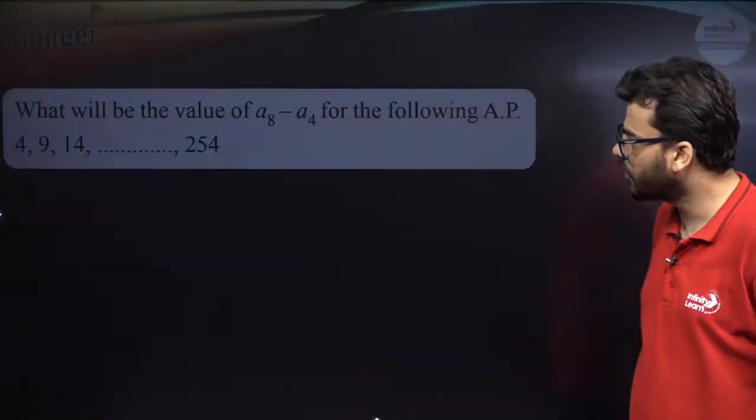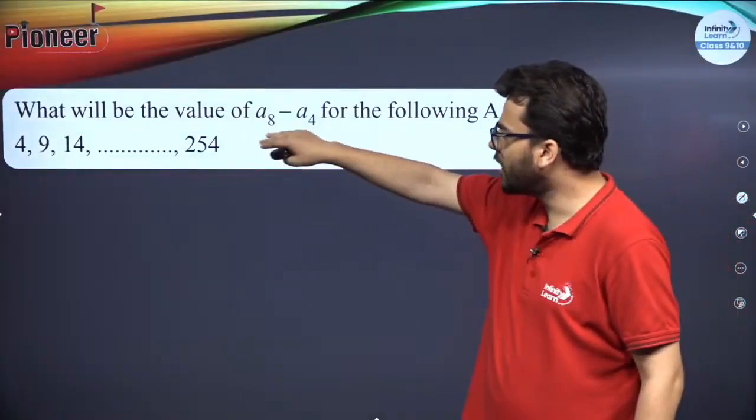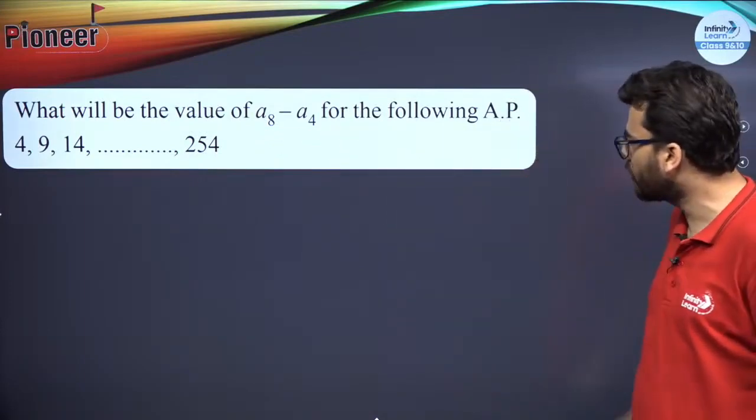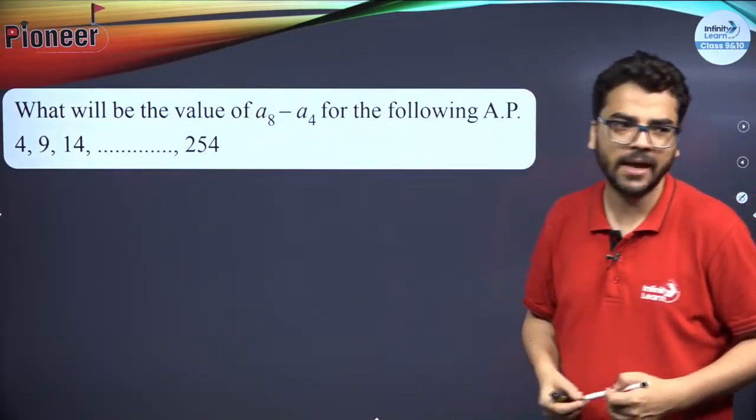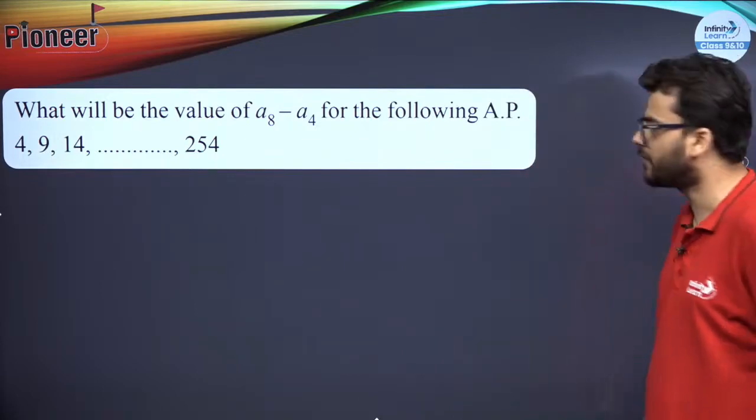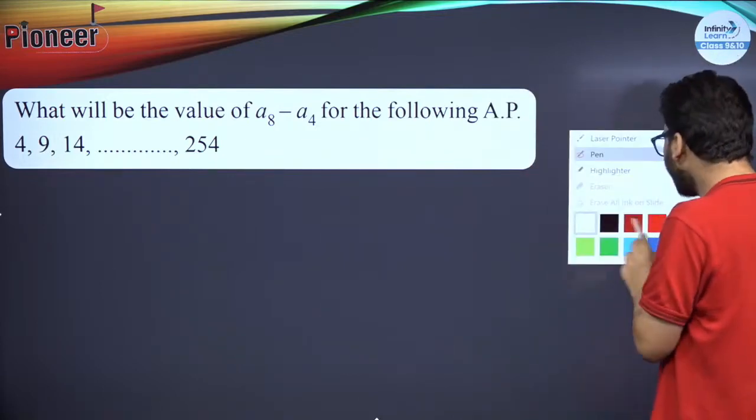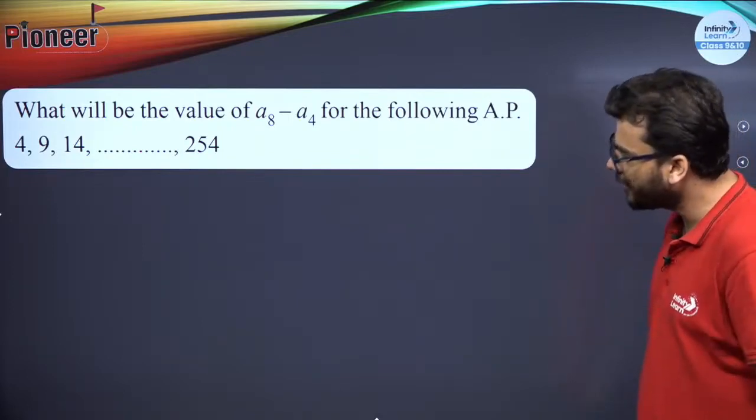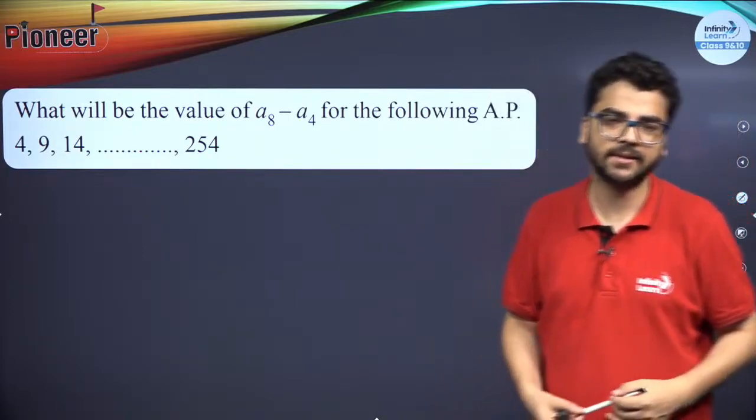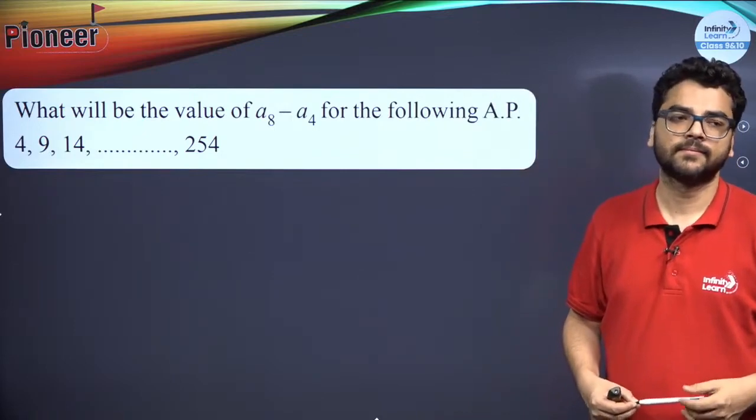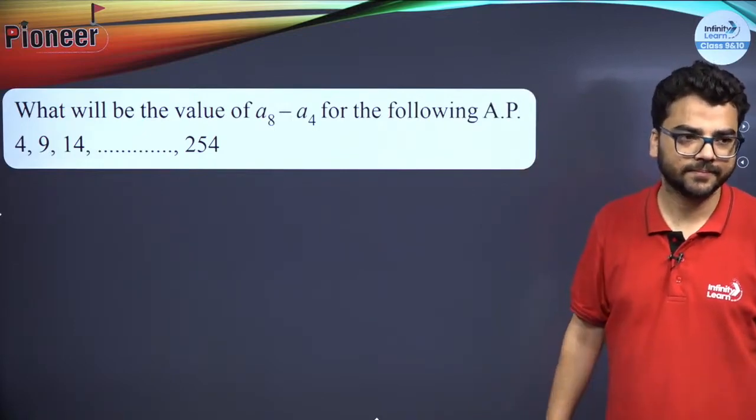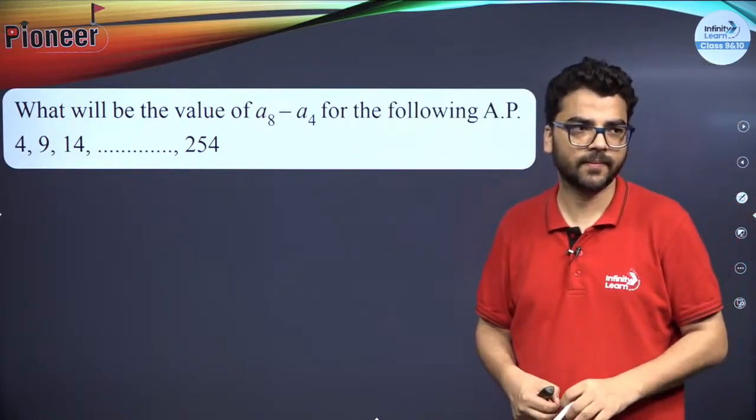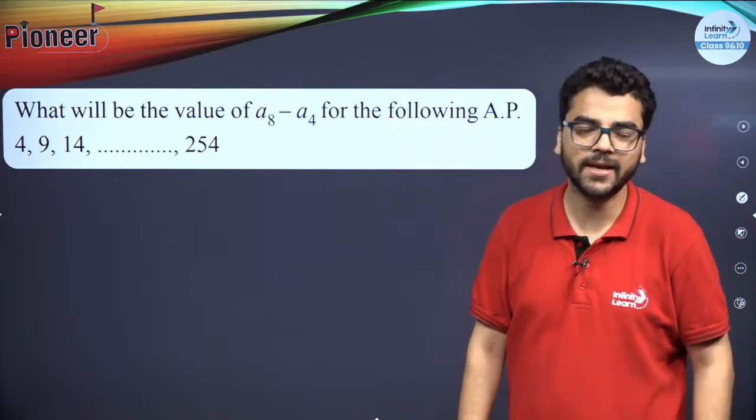Okay, let's proceed. Let's move on to the next one. Can you find the value of A8 minus A4 for the following AP over here? A8 minus A4 you have to find. A8 means the 8th term, and A4 means the 4th term. That's it. Try doing this one and let me know the answer over here.